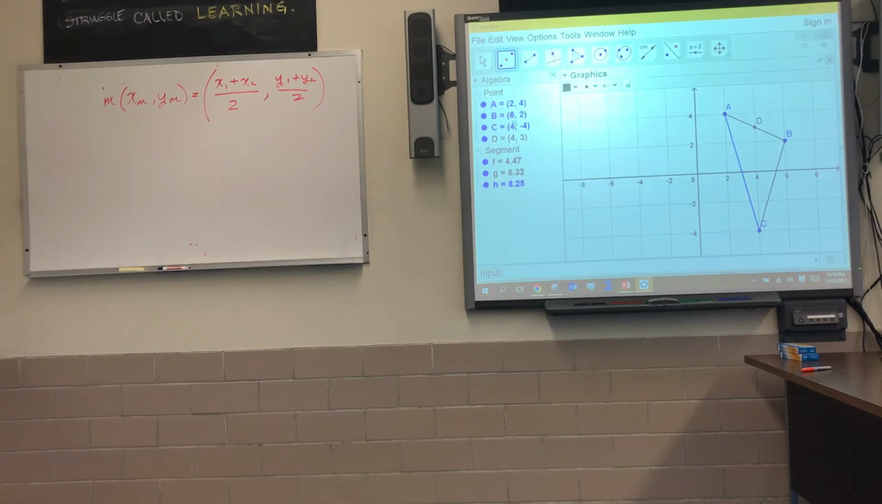So you add 6 and 4, you get 10. Divided by 2 should give you 5. Add 2 and -4 gives you -2. Divide by 2 should give you -1, right? We get a midpoint of 5, -1.